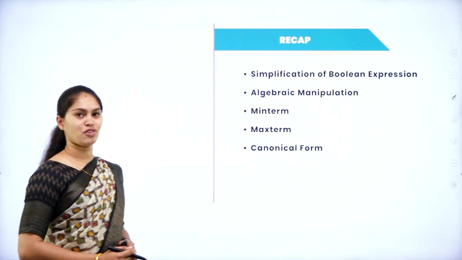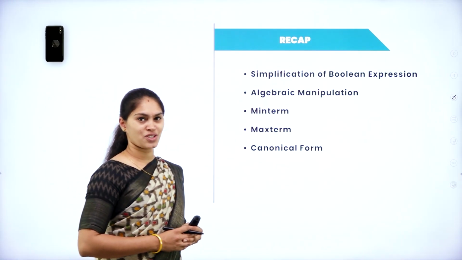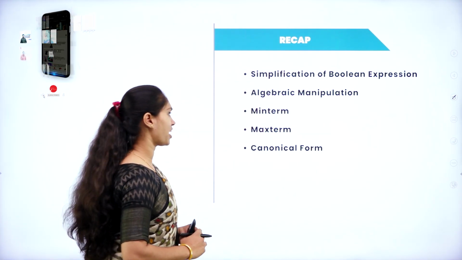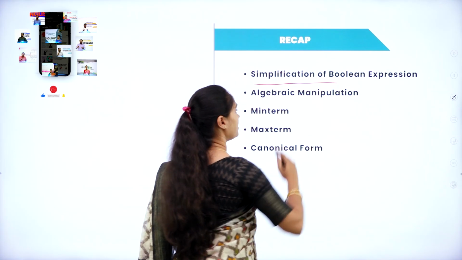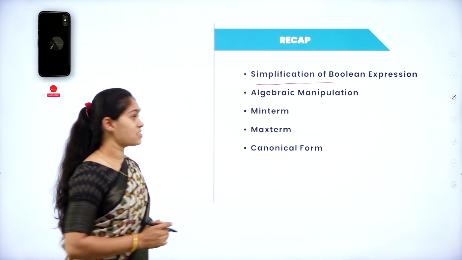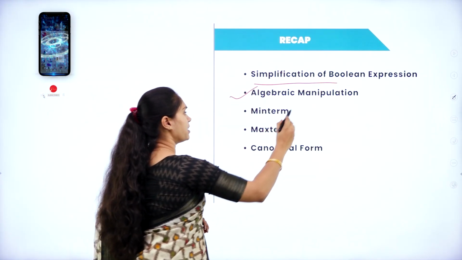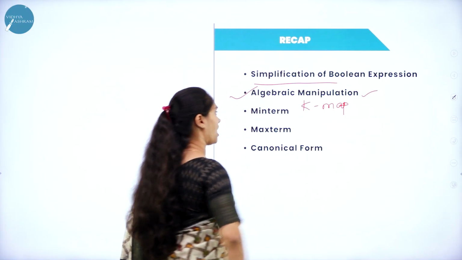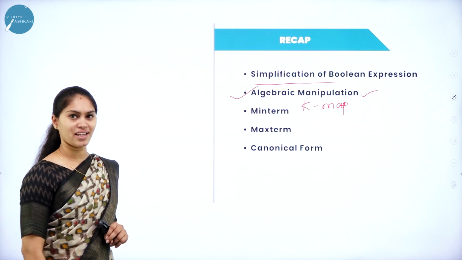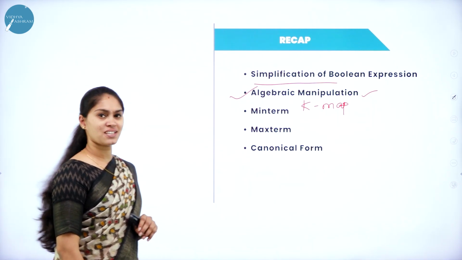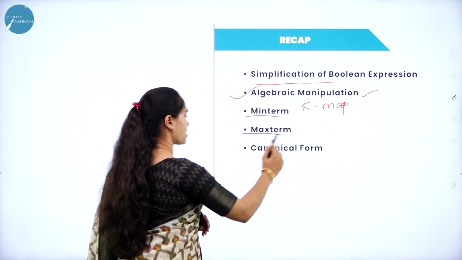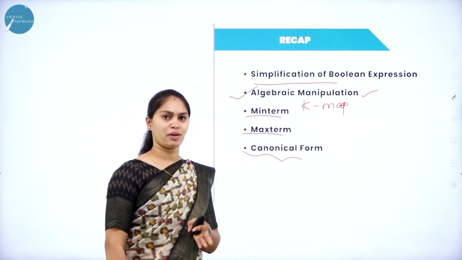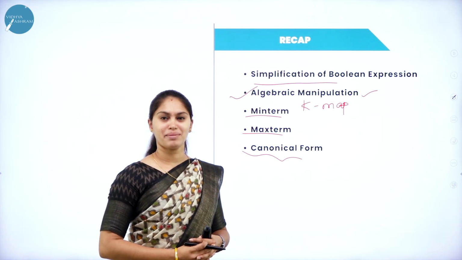In the previous session of this chapter, we had a discussion regarding how to simplify the Boolean expression, isn't it? That is the simplification of Boolean expression, and that can be done with 2 methods. One is the algebraic method and another one is the K-map or Karnaugh map. In the previous session, we discussed algebraic manipulation, and also what we mean by min-term, max-term, and how to write the canonical form, whether it is SOP or POS. Everything I have discussed in my last session.